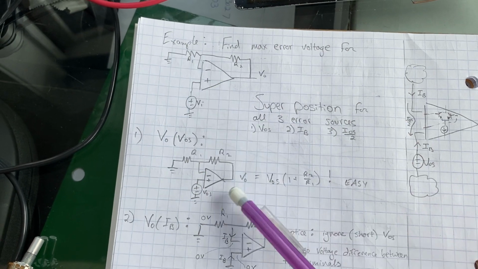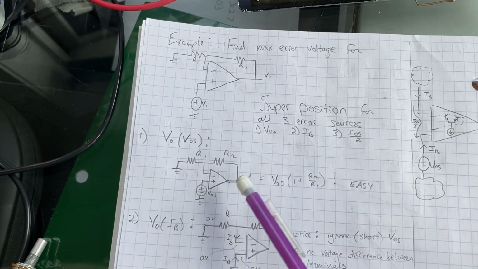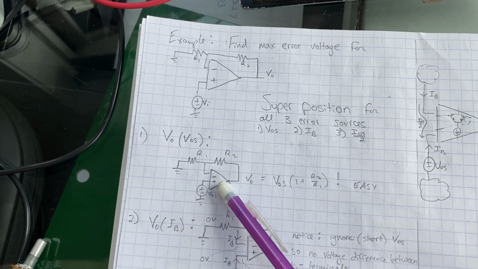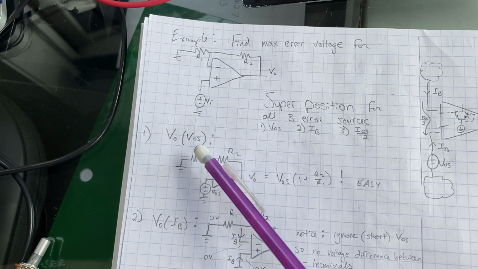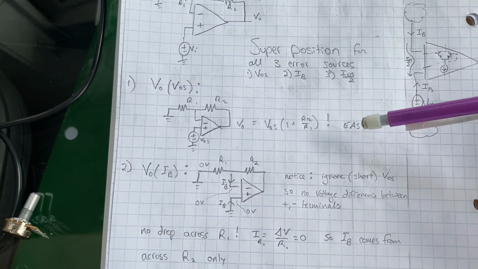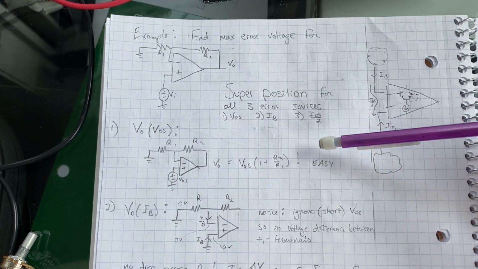And here, if we start out with finding the voltage offset, we see if we just place it at the non-inverting terminal, then we have a non-inverting equation for that offset. So it's pretty easy. It's just the voltage appearing here times 1 plus R2 over R1. So now let's solve for the offset caused by the bias current.